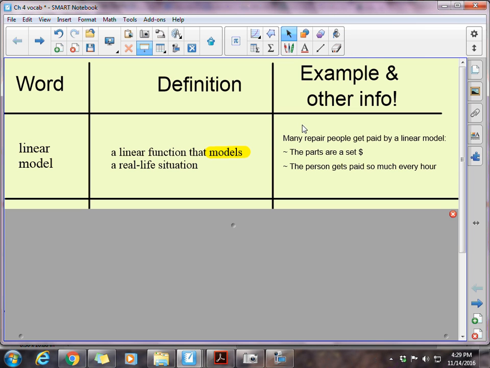An example here, many repair people get paid by a linear model. The parts are a set amount of money, and the person gets paid so much every hour. So maybe they're going to fix your car and they're going to say, okay, well, the parts are going to be $100 and then you're going to have to pay us $20 every hour it takes us to fix it. If we graphed that concept, it would come out to be a straight line.